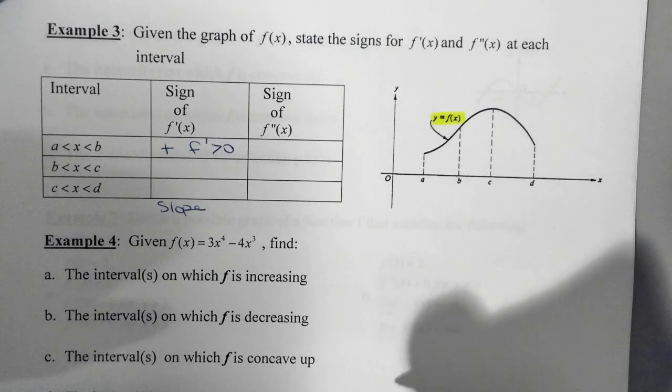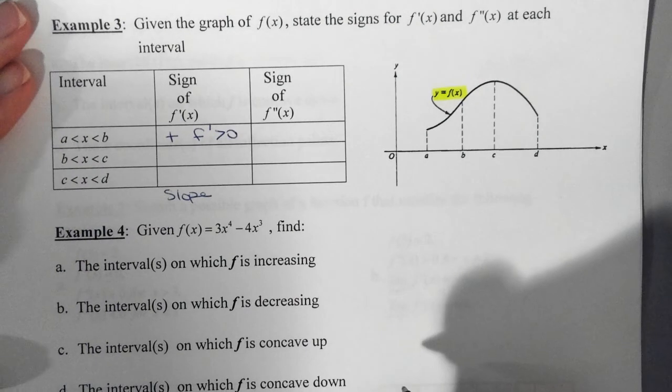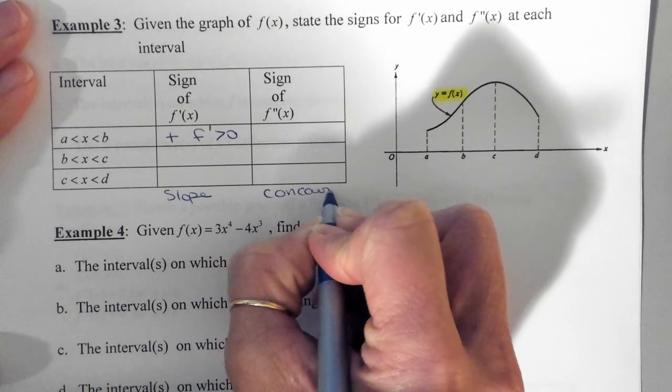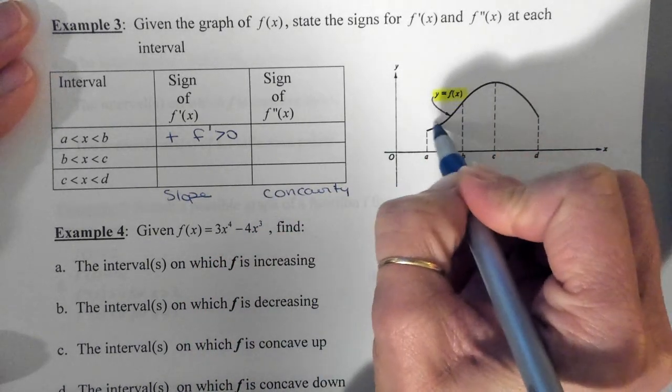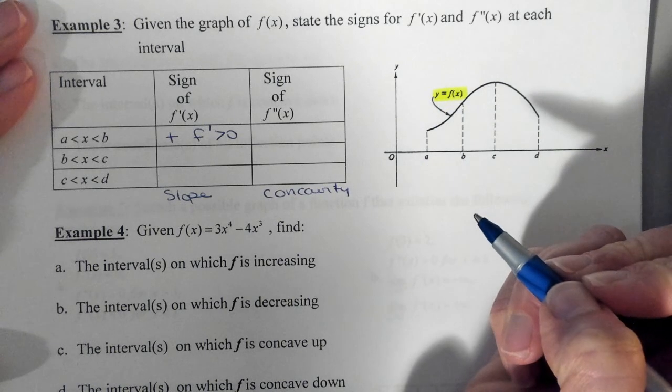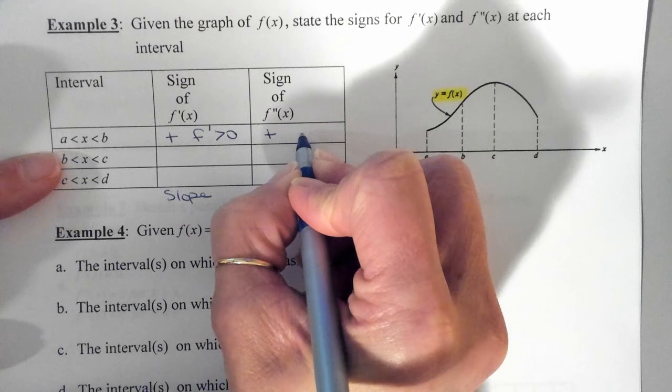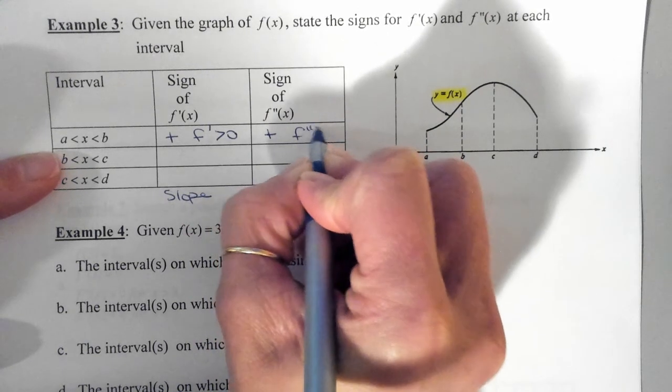What's f double prime? What are we looking for again? Oh, concavity. So we're looking at concavity. And is this concave up or concave down? Definitely concave up. That means the sign of f double prime is going to be positive. Okay, f double prime is greater than 0.